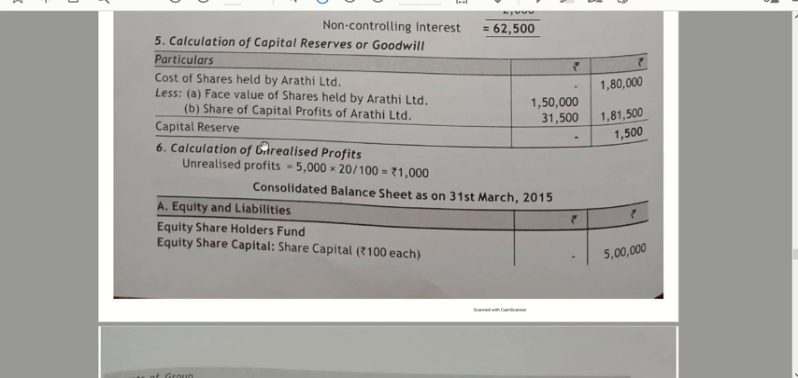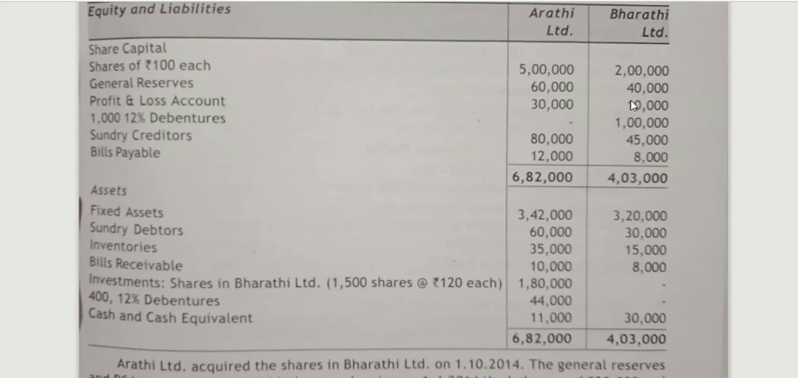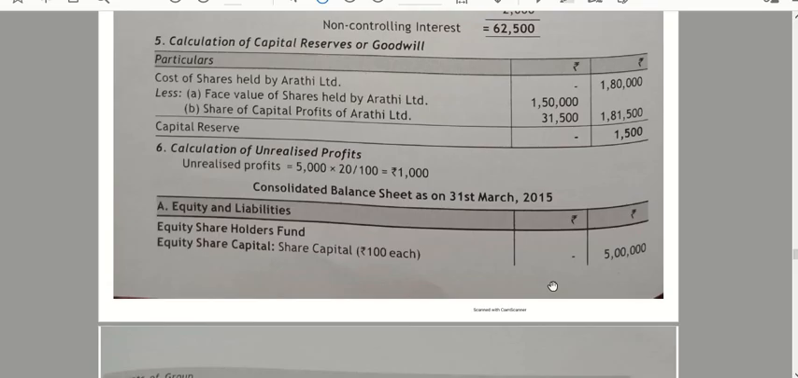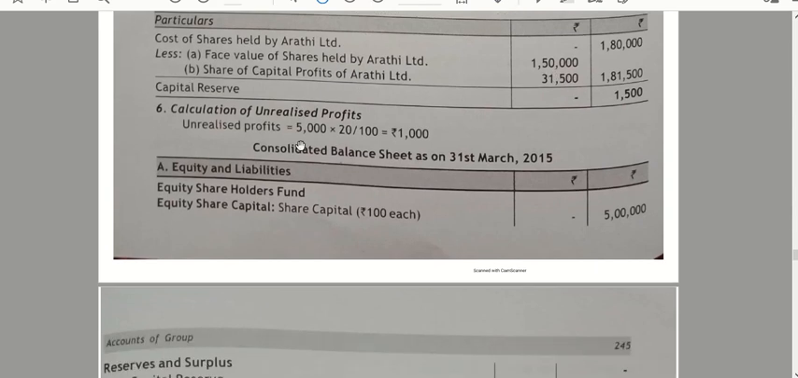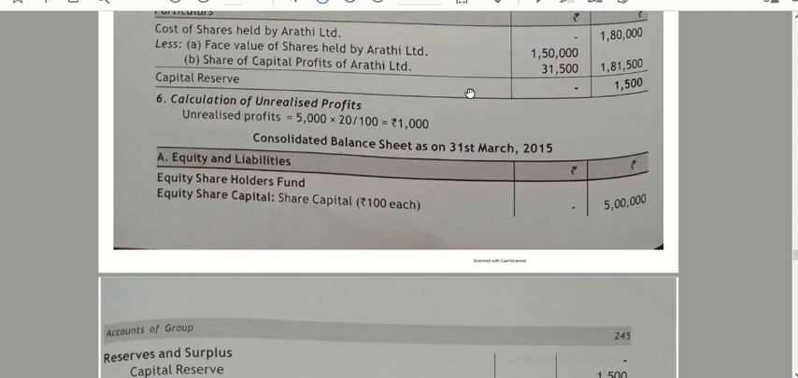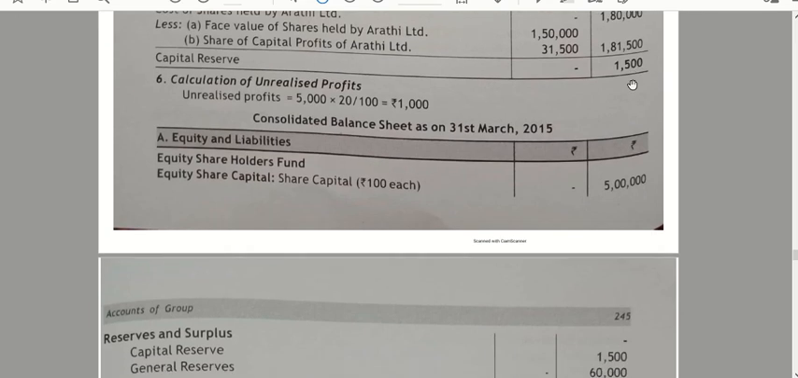62,500. So the capital reserve or goodwill: cost of shares held by Aarti Limited is 1,80,000, which they have given in the question. Okay, investment in shares 1,80,000 less your face value of shares held by Aarti Limited 1,50,000. Share of capital profits is 31,500. So 1,81,500. Capital reserve is 1,500 because it's a negative figure.